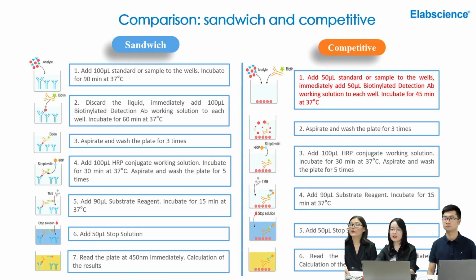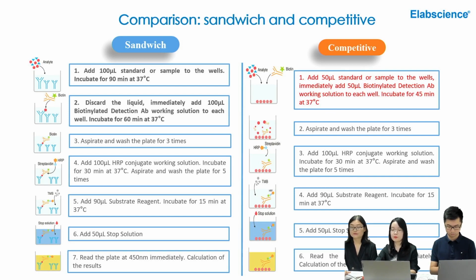And the ELISA kits of Elabscience are mainly based on the sandwich and the competitive method. Let's take a closer look at the procedures for both of these two kinds of kits. The difference between them is that the sample and the built-in working solution are added in two steps in the sandwich method, whereas in the competitive method, these two reagents are added at the same time.